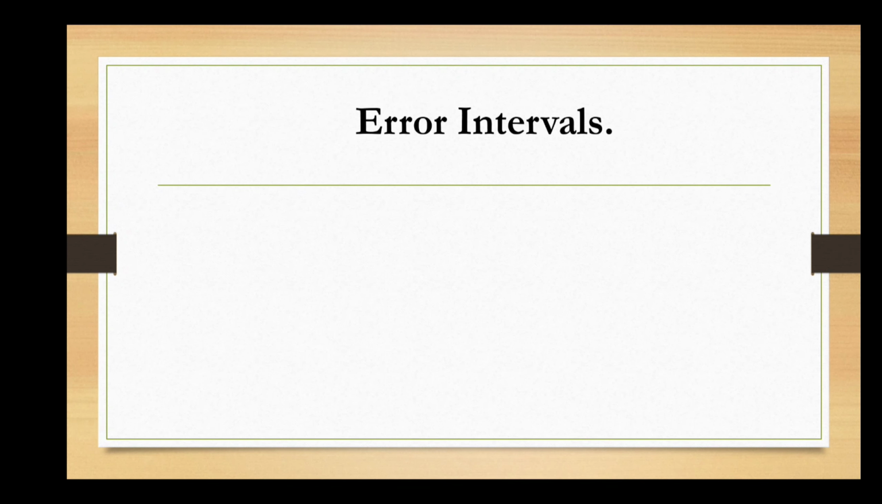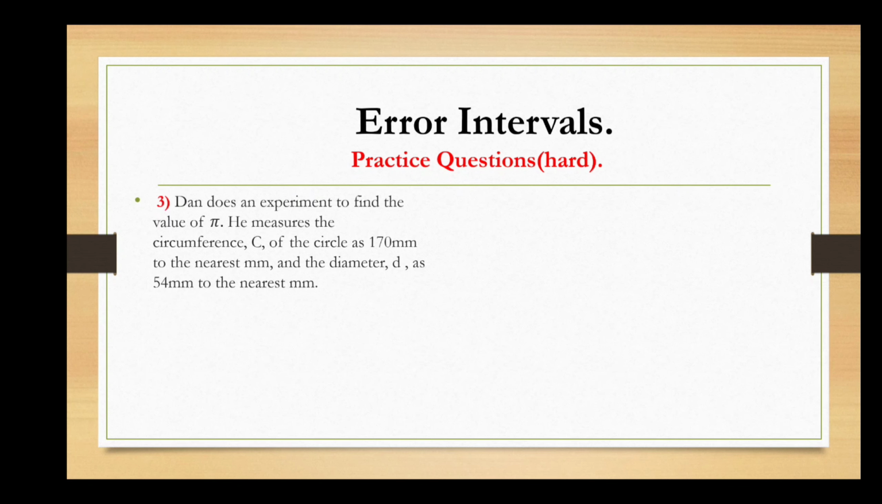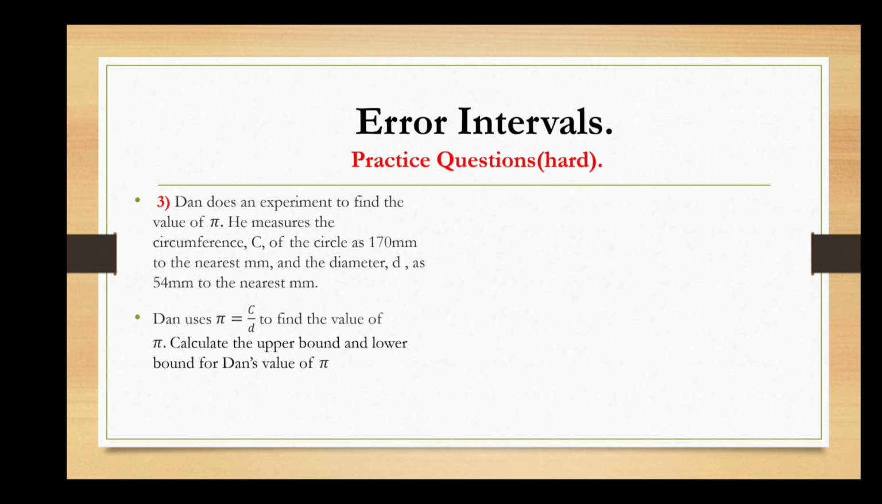Let's take a look at this example. So, Dan does an experiment to find the value of pi. He measures the circumference C of the circle as 170 millimeters to the nearest millimeter, and the diameter D as 54 millimeters to the nearest millimeter. Dan uses pi equal to C over D to find the value of pi. Calculate the upper bound and the lower bound for Dan's value of pi. Now, this question is a bit tricky.